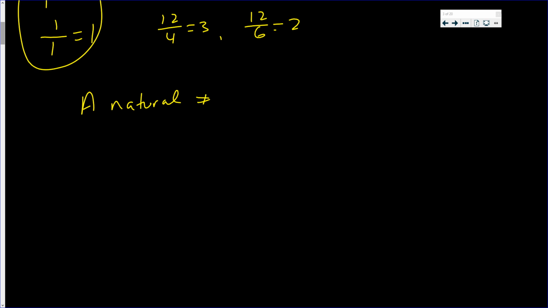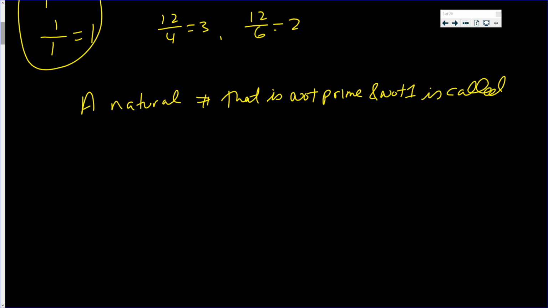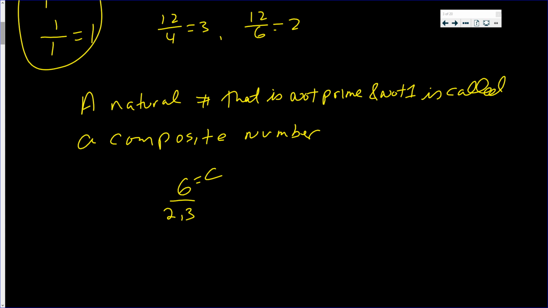A natural number that is not prime and not 1, there we go again, and not 1, is called a composite number. For example, 6 is not prime because there are numbers that go into 6, like 2 and 3. They both go into 6, and they're not 1 or the number itself. This number is composite. Okay?